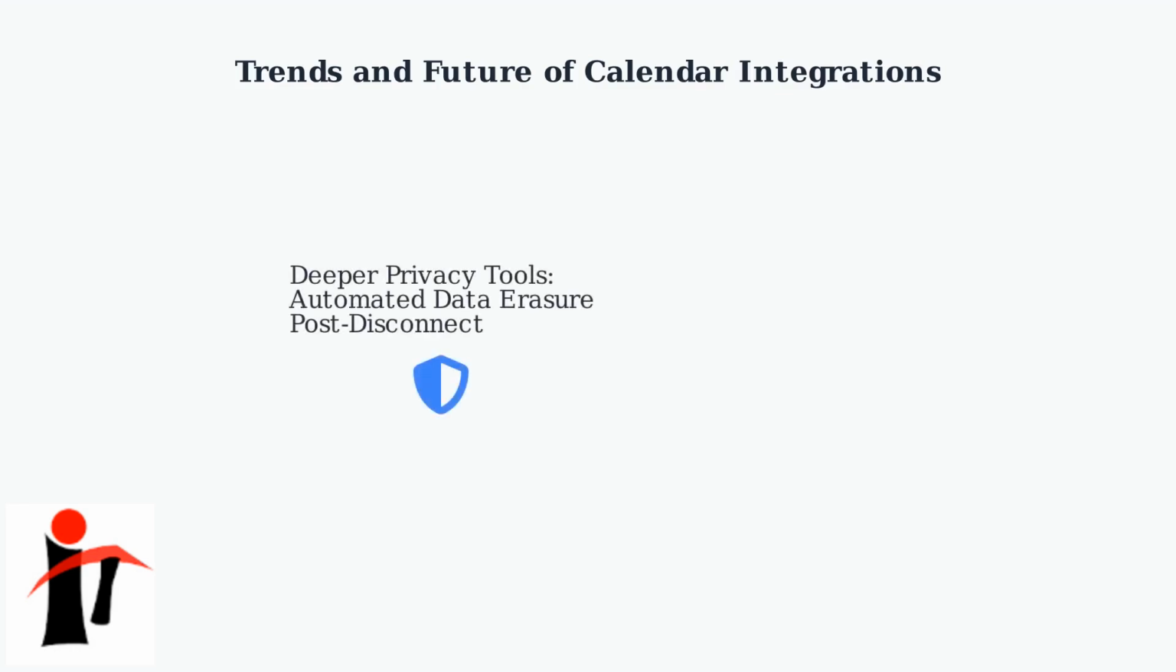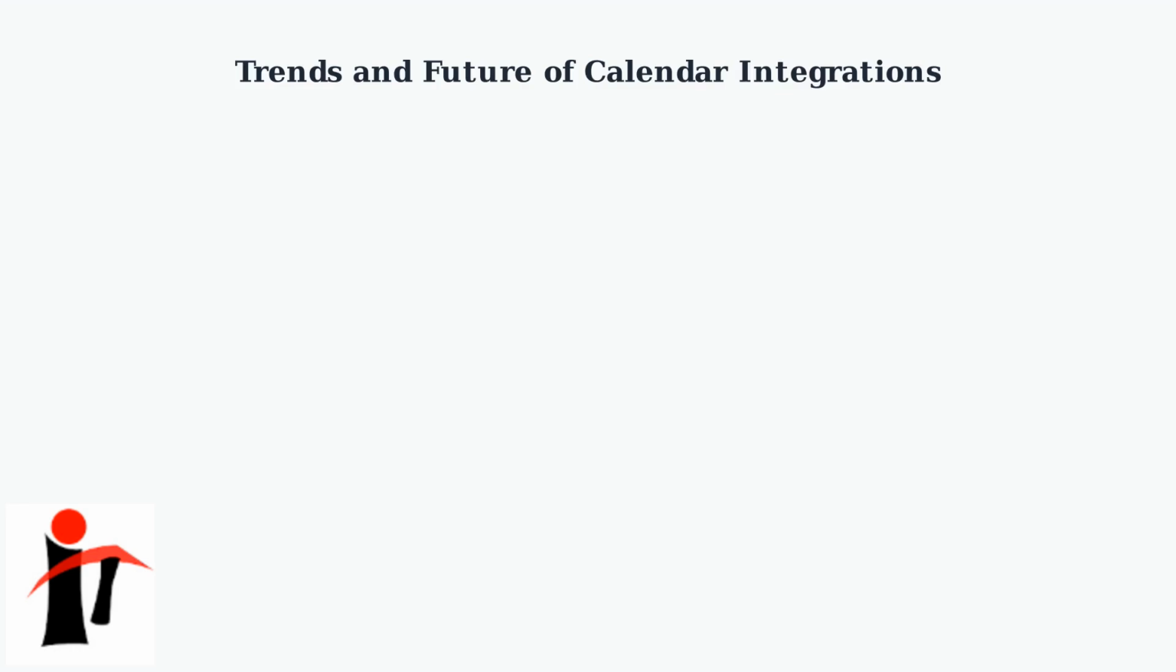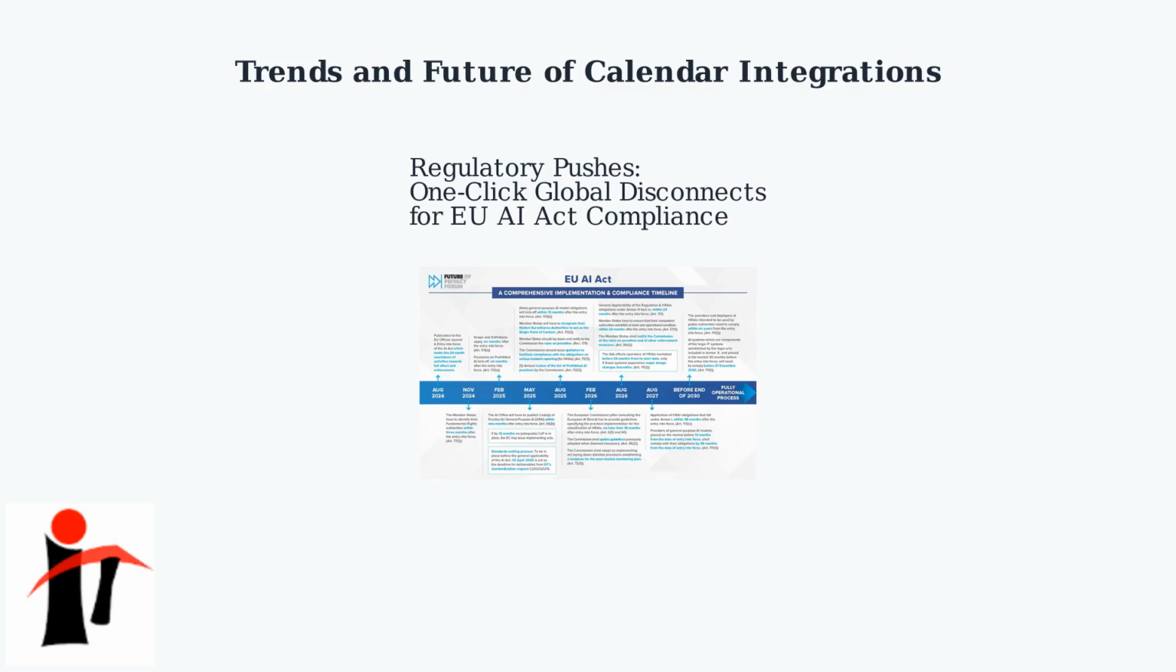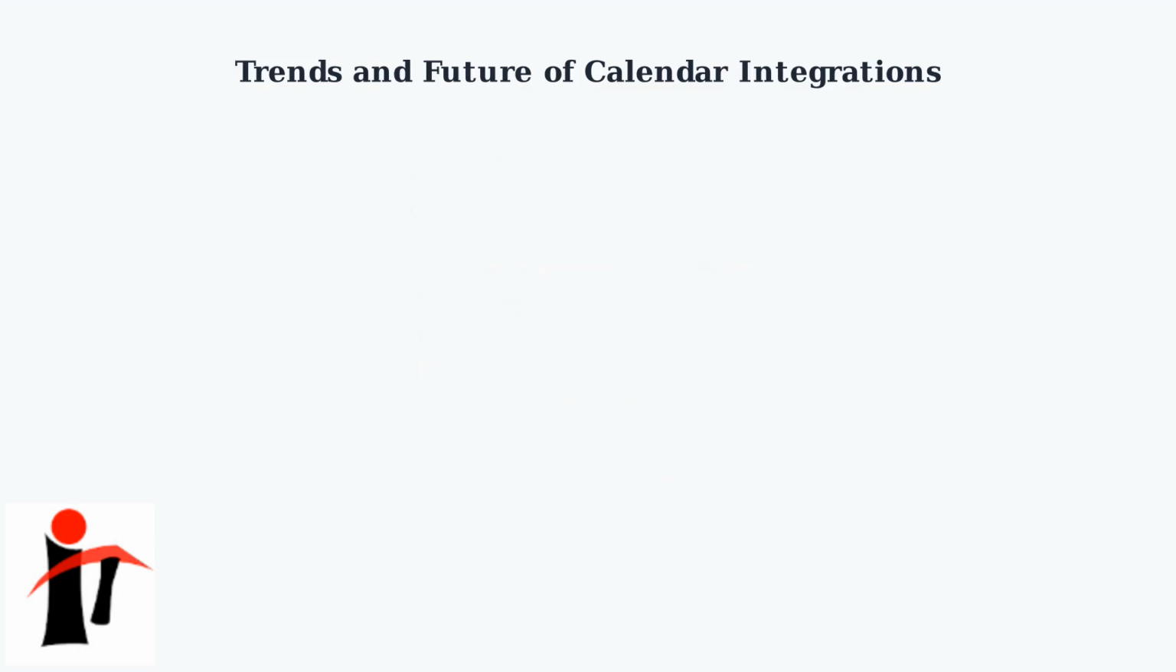Looking ahead, expect deeper privacy tools, such as automated data erasure after disconnecting calendars. This will reduce manual cleanup and enhance user control over personal information. Regulatory changes, particularly the EU AI Act, are pushing for one-click global disconnects across all calendar integrations. This ensures compliance and makes privacy management easier for users worldwide.